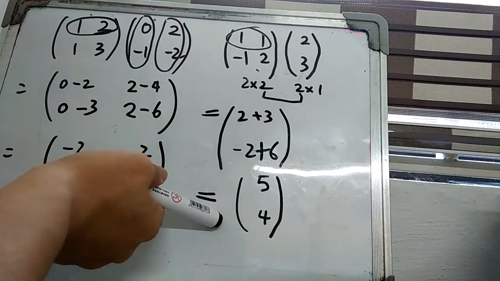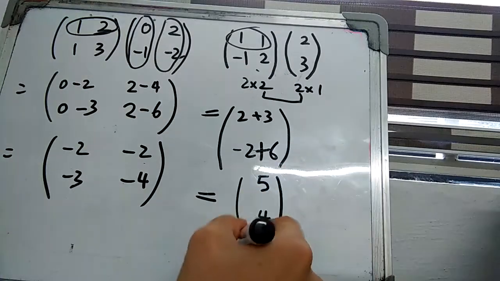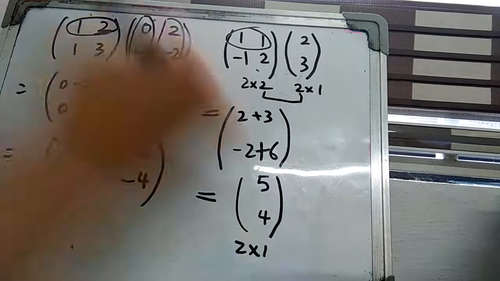The product of these two matrices will give you the configuration of 2 and 1. 2 rows times 1 column.